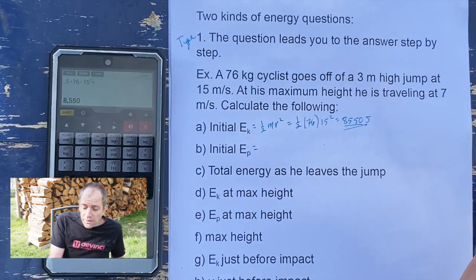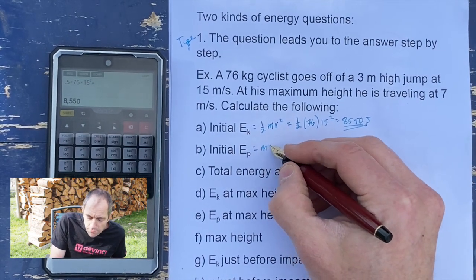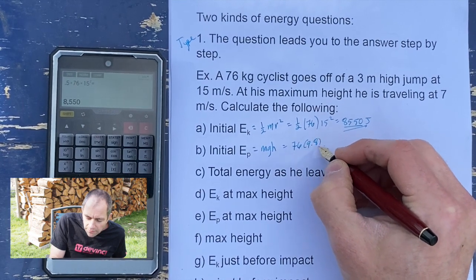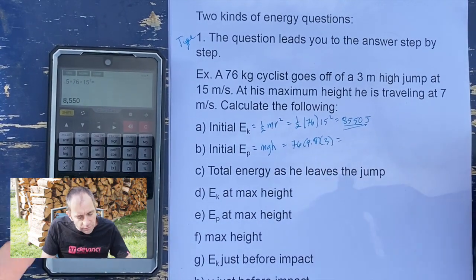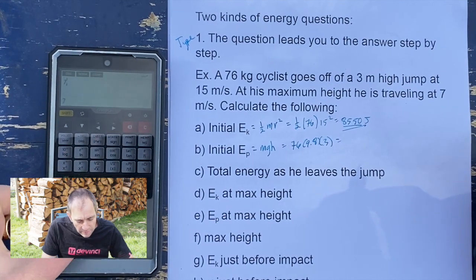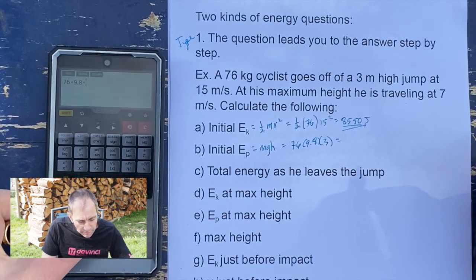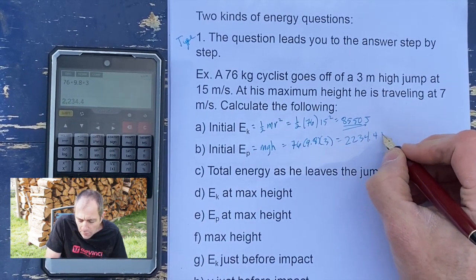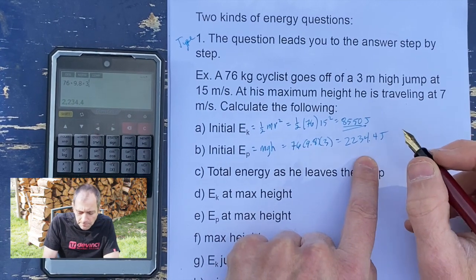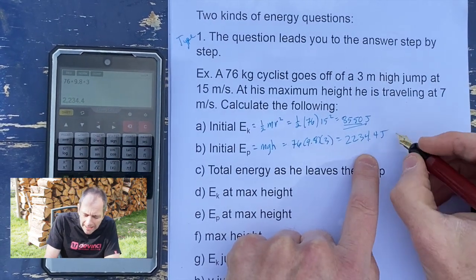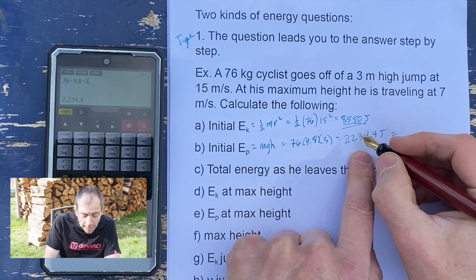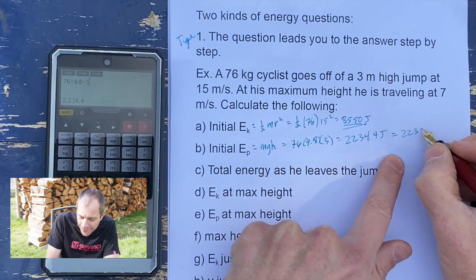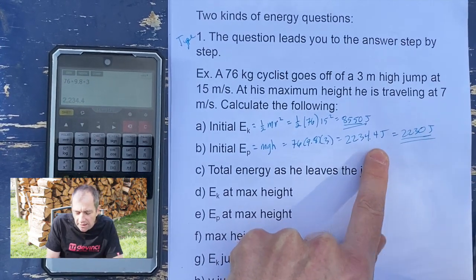Well, it says the jump is a 3-meter high jump, so we're going to go mgh. So that's 76 times 9.8 times 3. We'll do that in our calculators: 76 times 9.8 times 3. And we get this number here, 2234.4 joules. Now, that's not our answer in terms of significant figures, but if I need it again, I'm going to use the whole unrounded version. So here's the rounded version to take as an answer.